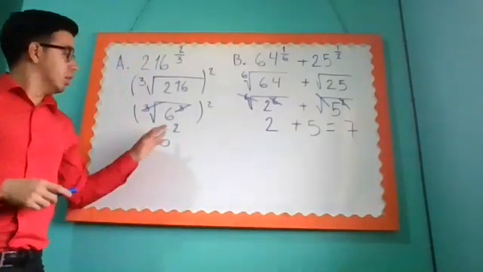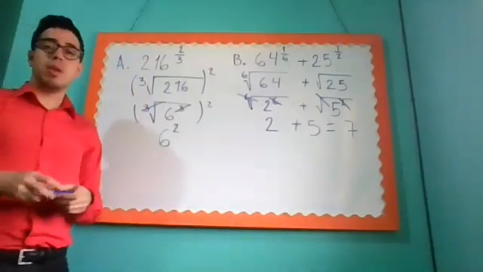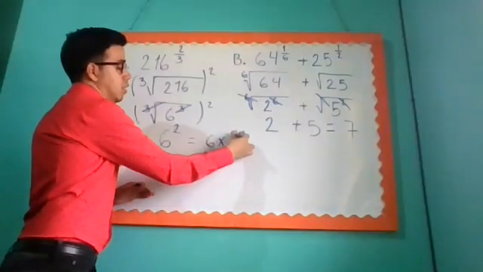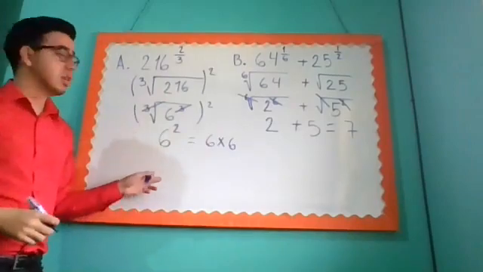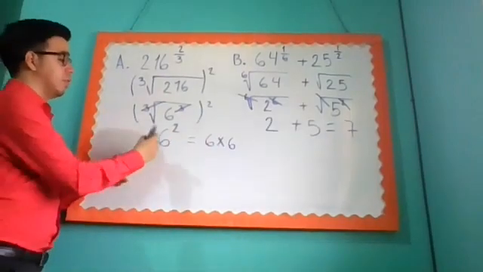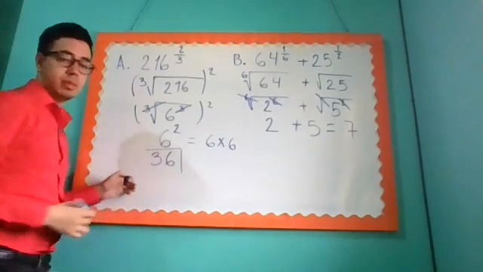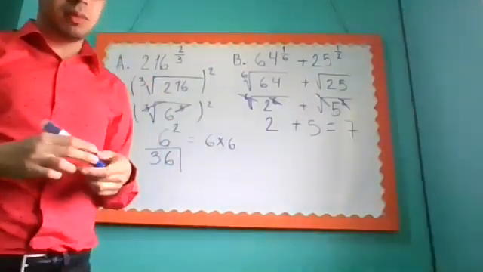Okay. Then 6 to the power of 2. Remember, it's only 6 times 6. Okay. So 6 to the power of 2. Sorry, Mister. But why is 6?